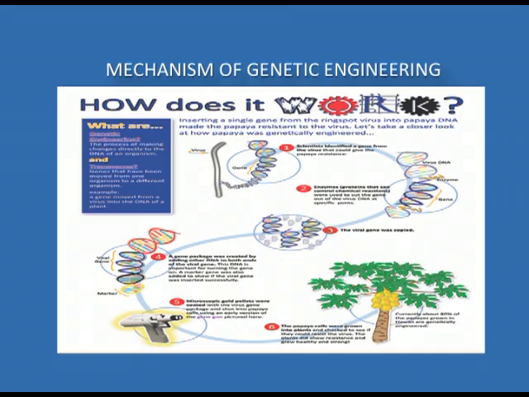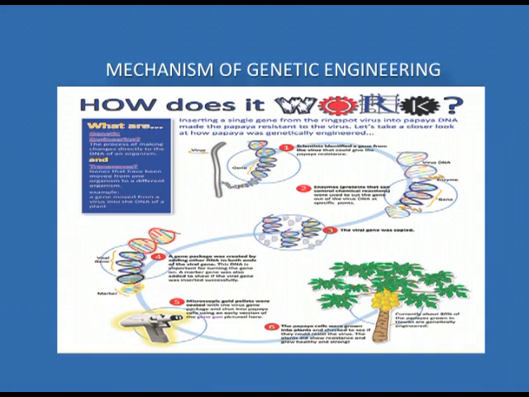Now coming to the mechanism, first we will identify the target gene of interest. Once it is isolated, through a vehicle or a vector, which can be either a plasmid or a phage, it is inserted into the target organism. Once it is inserted, the DNA fragment enters into the gene of the target organism, and it will start producing multiple identical copies called clones in the genome.